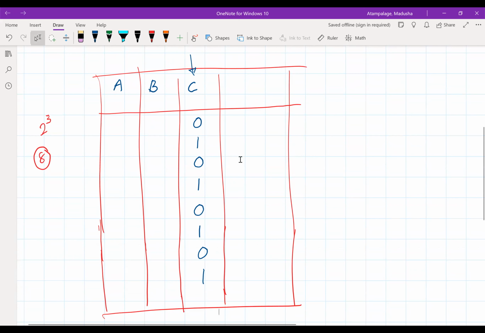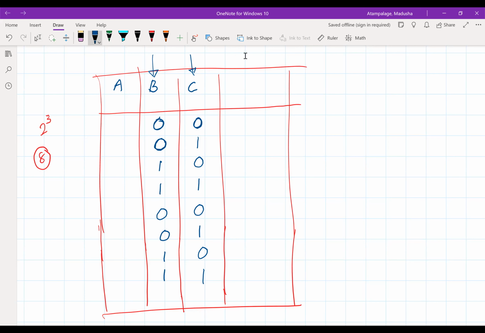Now how do we complete the next input? We do the same thing. We start from 0. Now we repeat that: 2 zeros. Here we have 1 0, here we have 2 zeros. Next, same pattern: 0 0, 1 1, 0 0, 1 1. Okay, now we completed the next column, B.